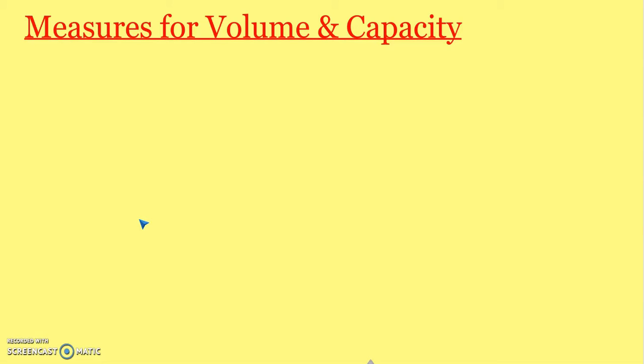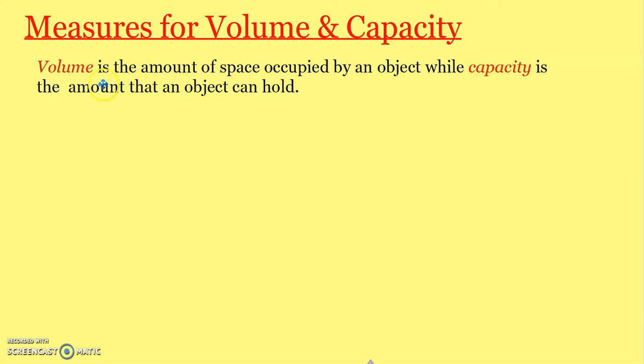So before we convert, let's first define volume and capacity. Whenever we deal with volume, it always has capacity with it. Why, kaya? Let's have it. When we say volume, it is the amount of space occupied by an object.